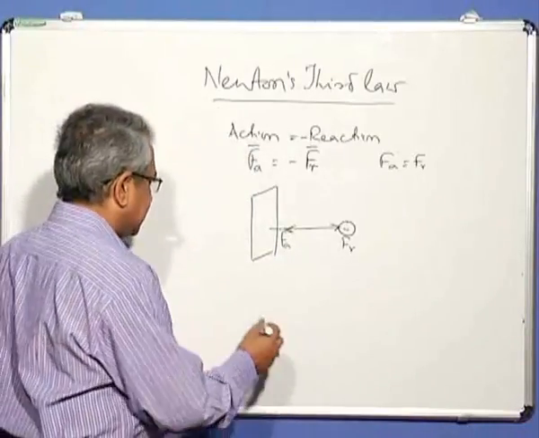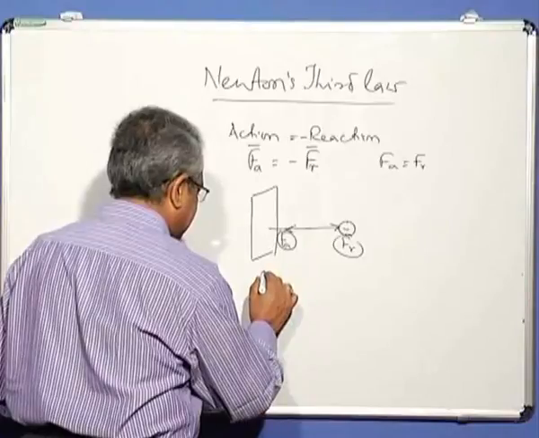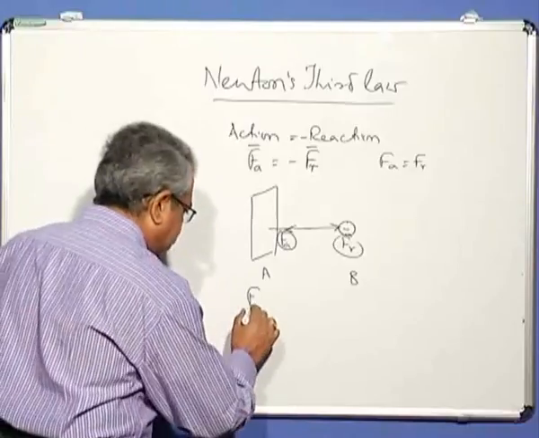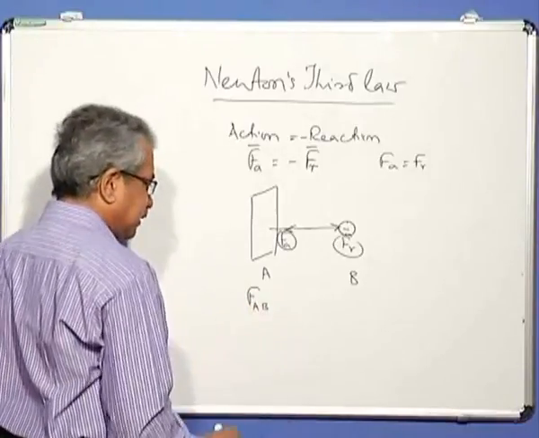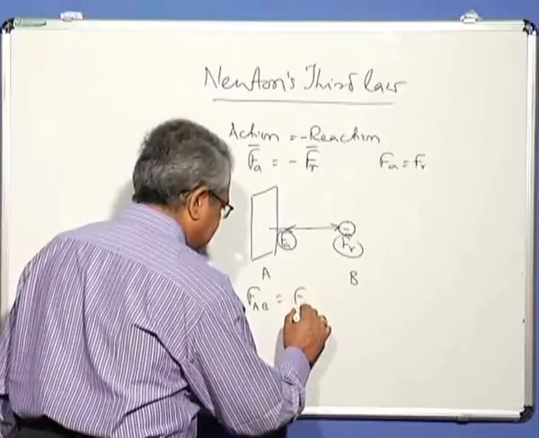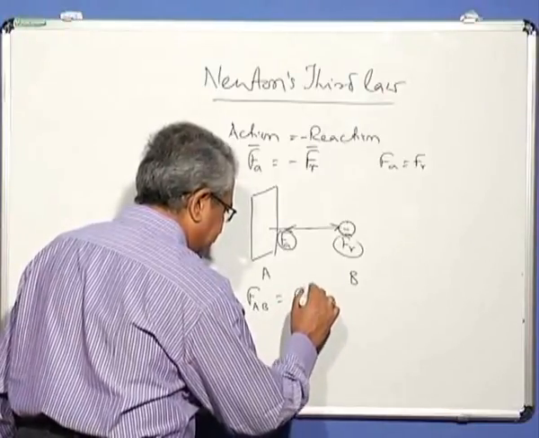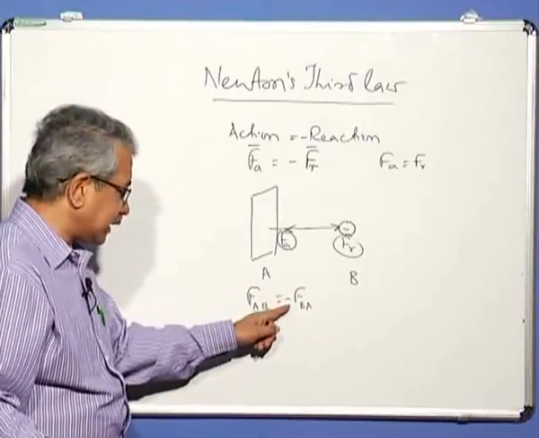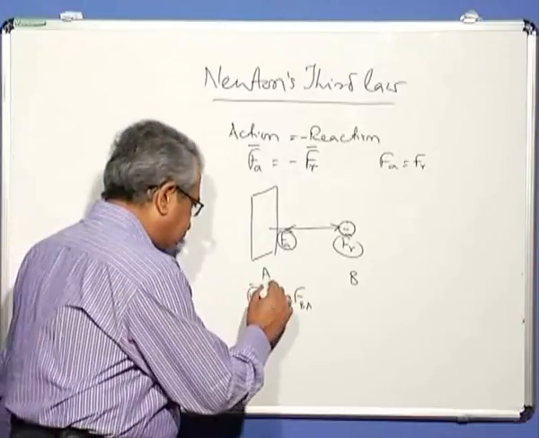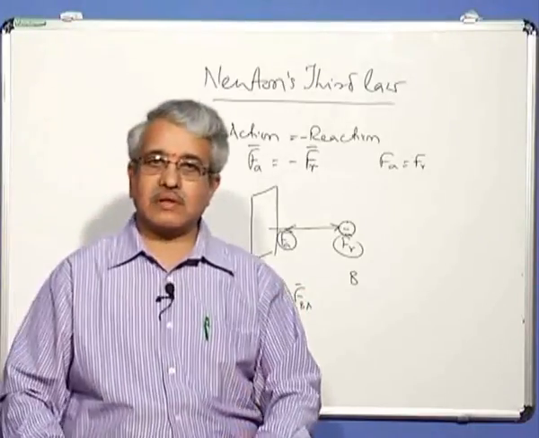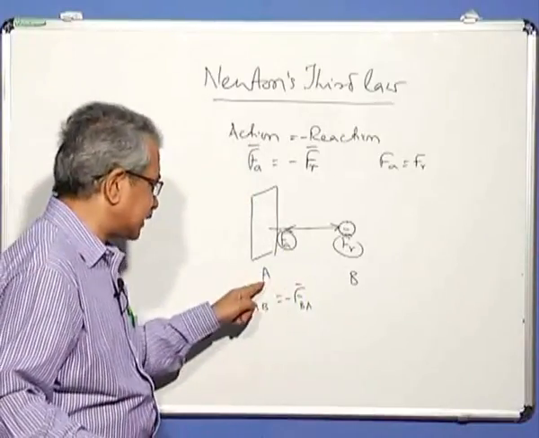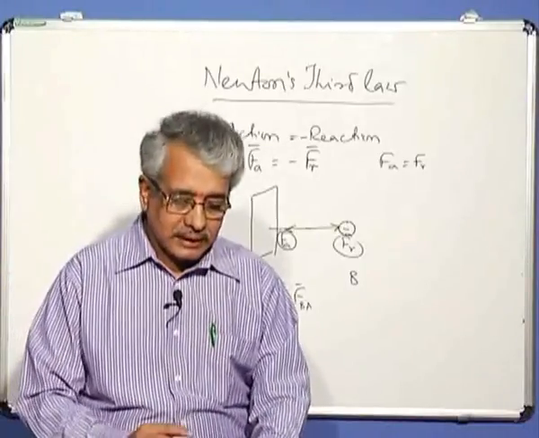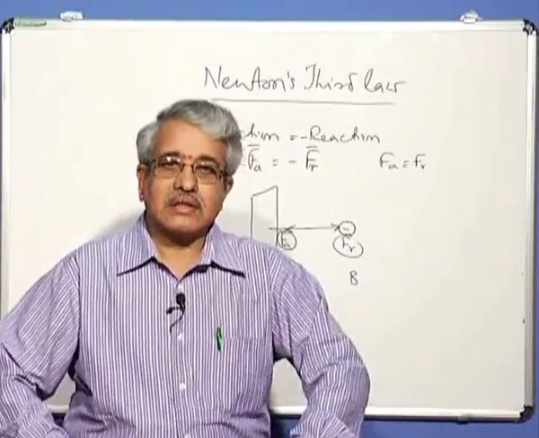Suppose you call this body A and this body B. In our notation, if there is a force of body A on B, then the force on body B due to A is opposite to that. In magnitude they are equal, direction is opposite. We can put it in vector form or in scalar form. If we are putting it in vector form, then you put that bar on it, otherwise you are talking about magnitudes. Minus indicates opposite direction anyway. So that is what is to be remembered. This is what Newton's third law is.